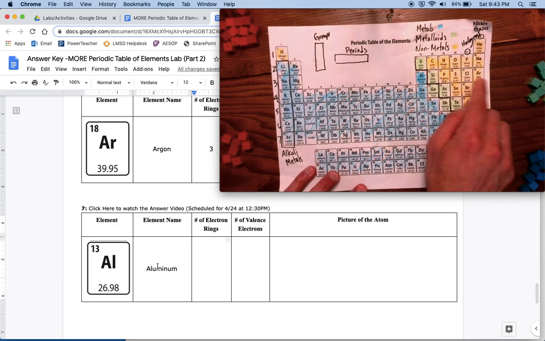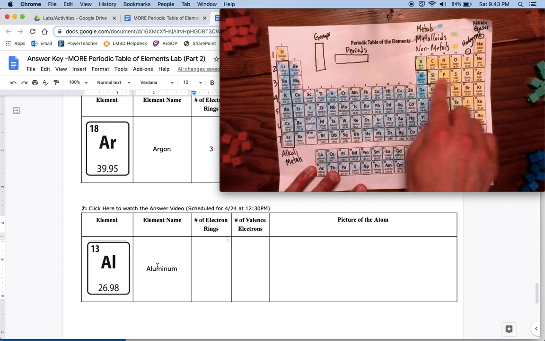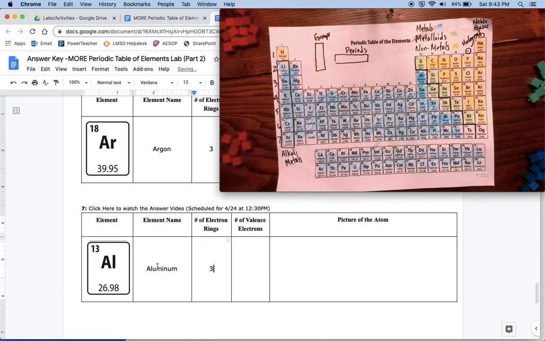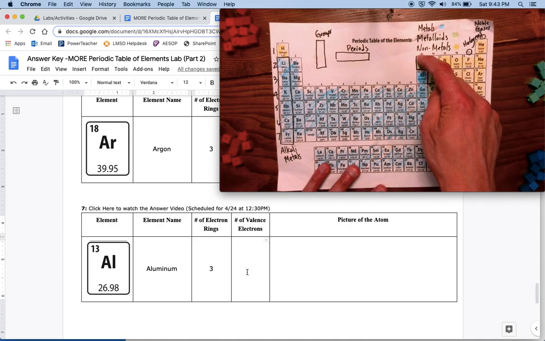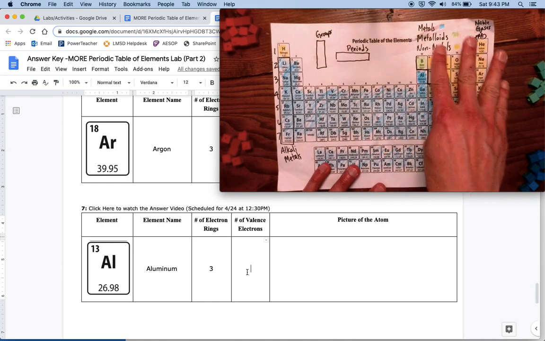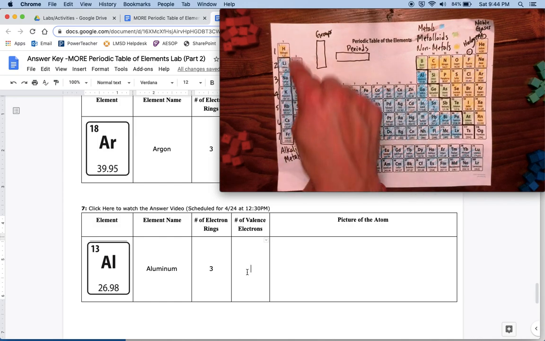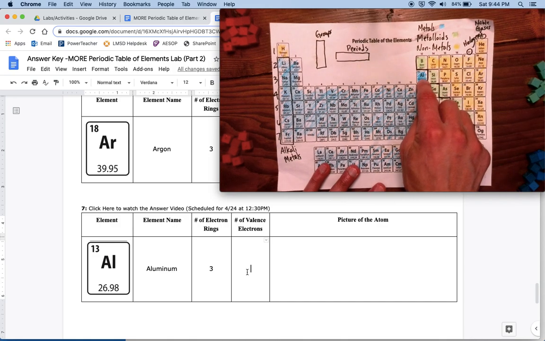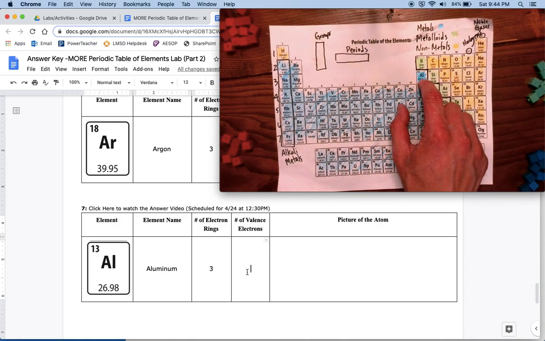So again, the number of the period is how many electron rings it has. So since it's in the third period, it's got 3 electron rings, right? And then valence electrons, right? How many electrons go in the outermost ring? Remember, we only count the tall column, so it goes 1, 2, and then since aluminum is in the third tallest column, it's got 3 valence electrons.